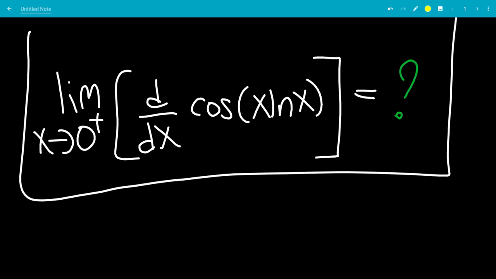In this video, we're going to do a limit and derivative question. So we're going to do the limit as x goes to 0 from the right of the derivative with respect to x of cosine of x times ln of x.